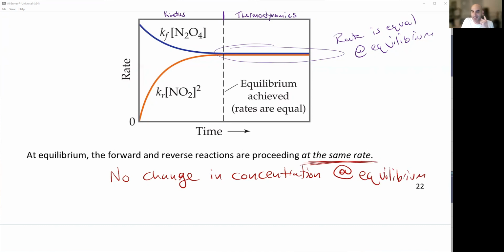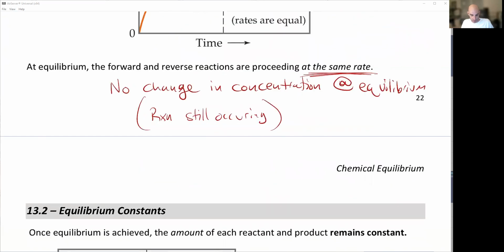But it's important to recognize that although there's no change in concentration, reactions are still occurring. They just happen to produce the same amount of reactant and product. So equal and opposite, right? I'm producing the same amount of product as I am reactant, and as a result, nothing looks like it's changing. The concentrations remain constant. So that's the idea behind equilibrium.